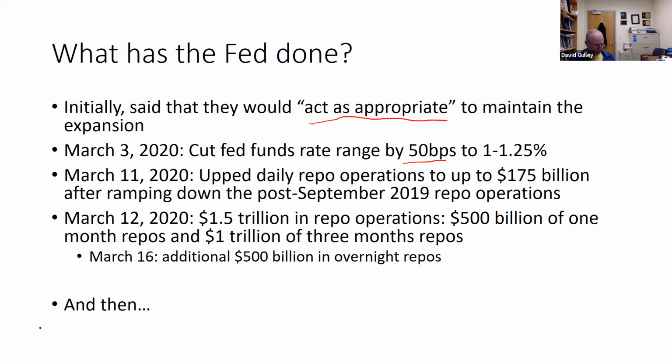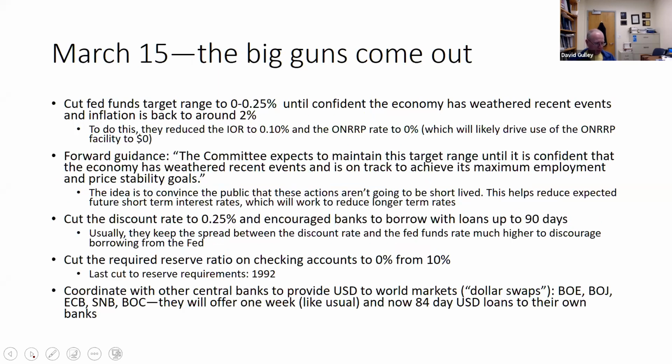And so then what we had is the big bang last night. They did a whole range of maneuvers here, so this is very, very dramatic. Let's follow along here to see what they did. They cut the federal funds target range to 0 to 0.25%. So they moved down to the zero lower bound here.